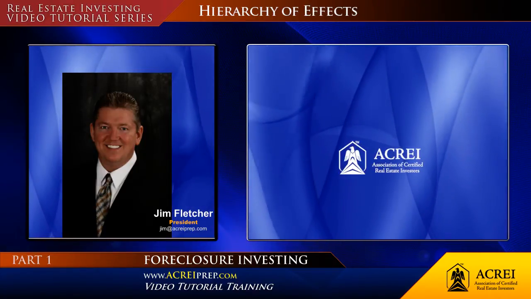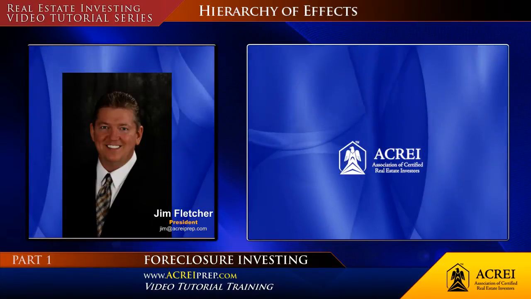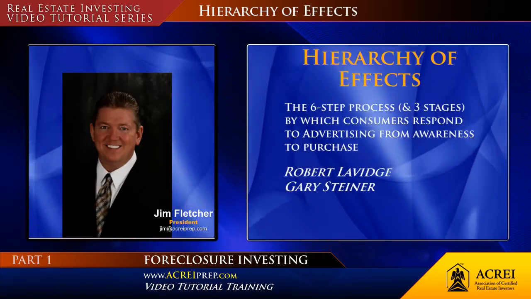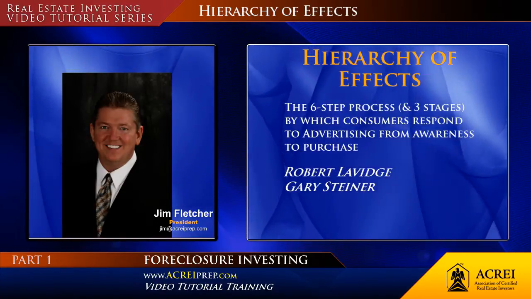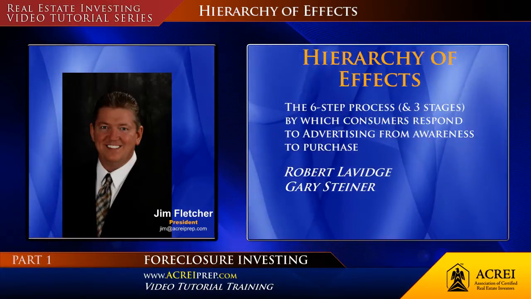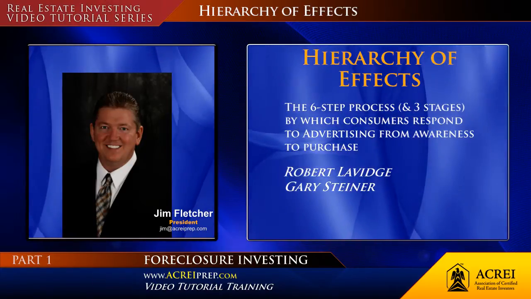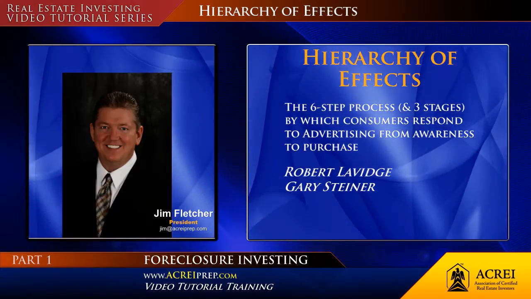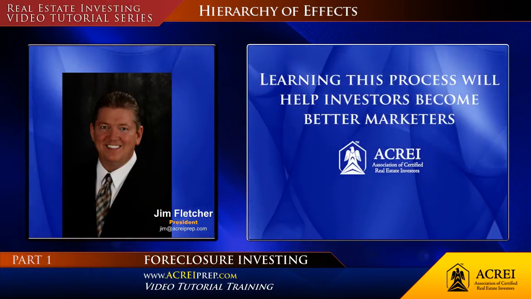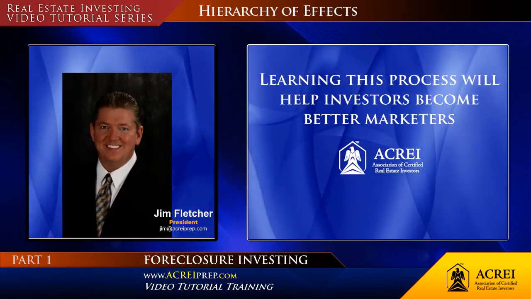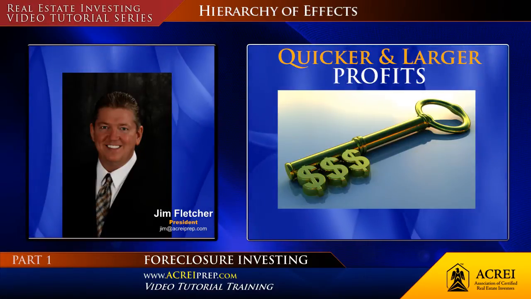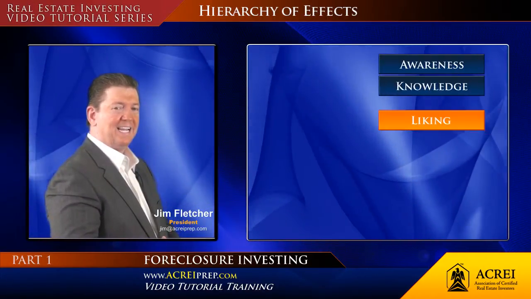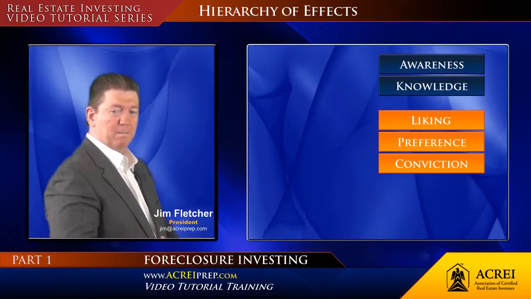This whole process is better summed up through a theoretical marketing concept developed in 1961 by Robert Lavidge and Gary Steiner called Hierarchy of Effects. It is a process by which a buyer takes a series of 6 steps or 3 stages in reaching a decision about whether or not to purchase, in this case, an investor's property for sale. Learning this process will help the real estate investor to be a better marketer, resulting in quicker and larger profits. These 6 steps include awareness, knowledge, liking, preference, conviction, and purchase.